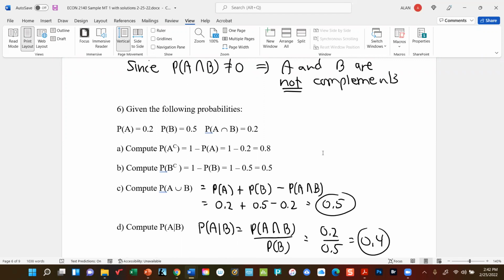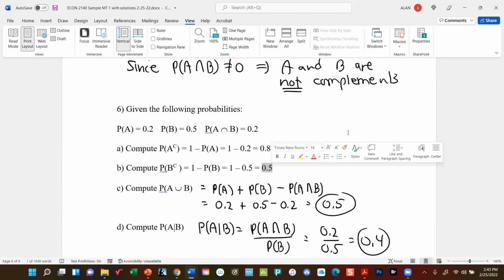For example, the probability of A complement, we know is equal to 1 minus the probability of A, which you can see right here is just 0.2. So we end up with 1 minus 0.2, which is 0.8. How about B complement? Well, that one is equal to 1 minus the probability of B, which means 1 minus a half, which gives us a half. Well, that's pretty straightforward.